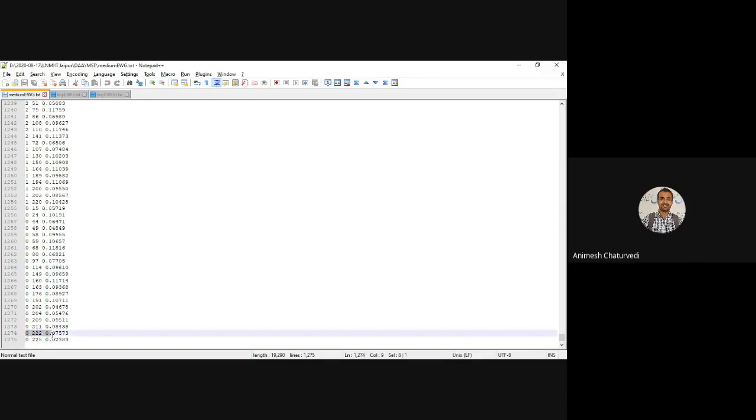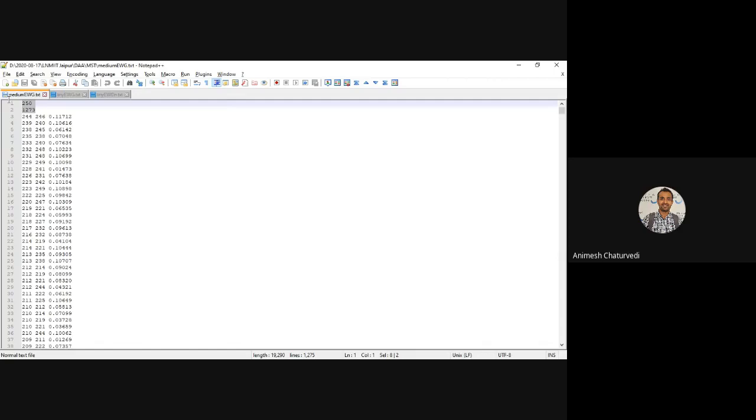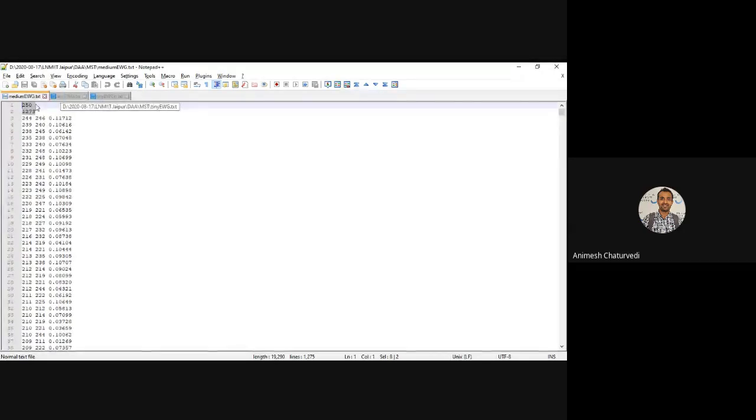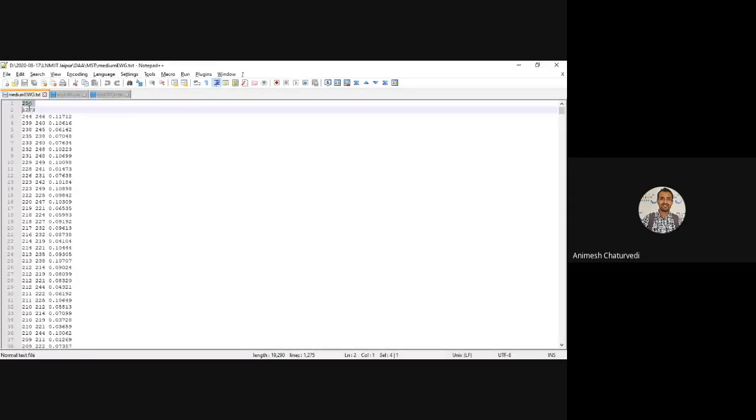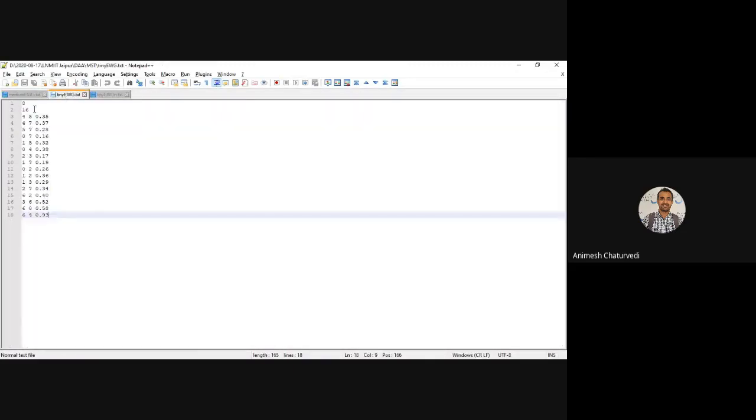First two lines are for what? The number of vertices and the number of edges, these first two lines. And there are 1273 edges, meaning these two things are predefined. Similarly, for this tiny graph, 8 vertices and 16 edges are there. So these are 16 edges, and the first two numbers are the number of vertices and the number of edges.